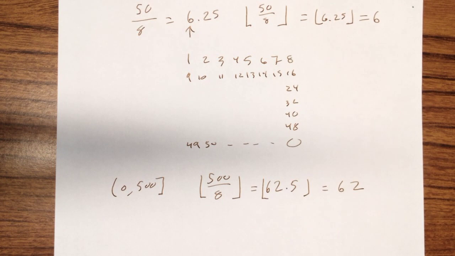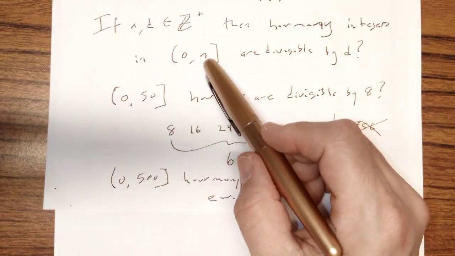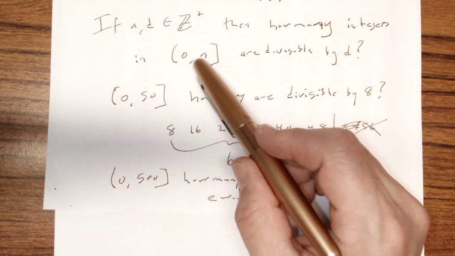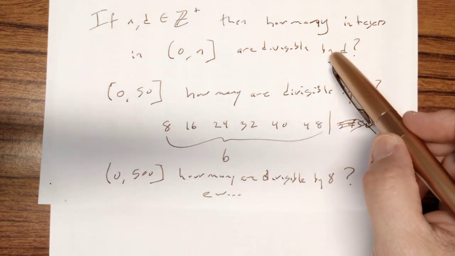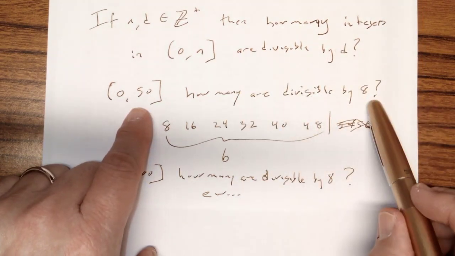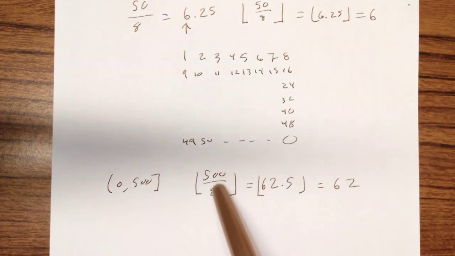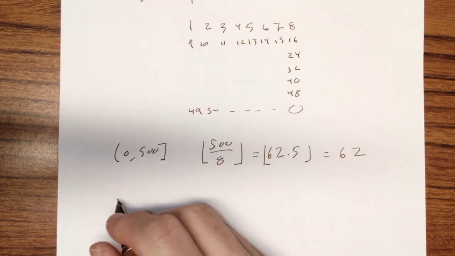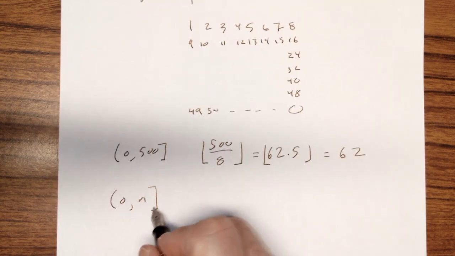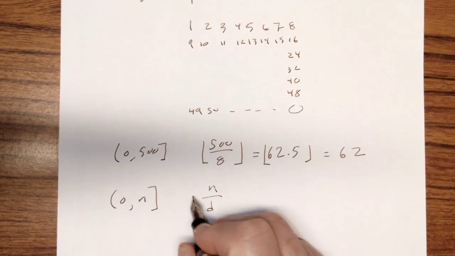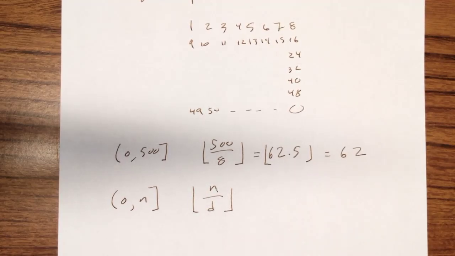I don't want to. But now, how do I answer the more general question that we asked back at the beginning? Let's go scroll back up. Aha. If I'm looking at the interval from 0 to n, and I'm dividing by d, well then here's n and here's d. So if I'm looking at the interval from 0 to n, I will take n over d and round down.